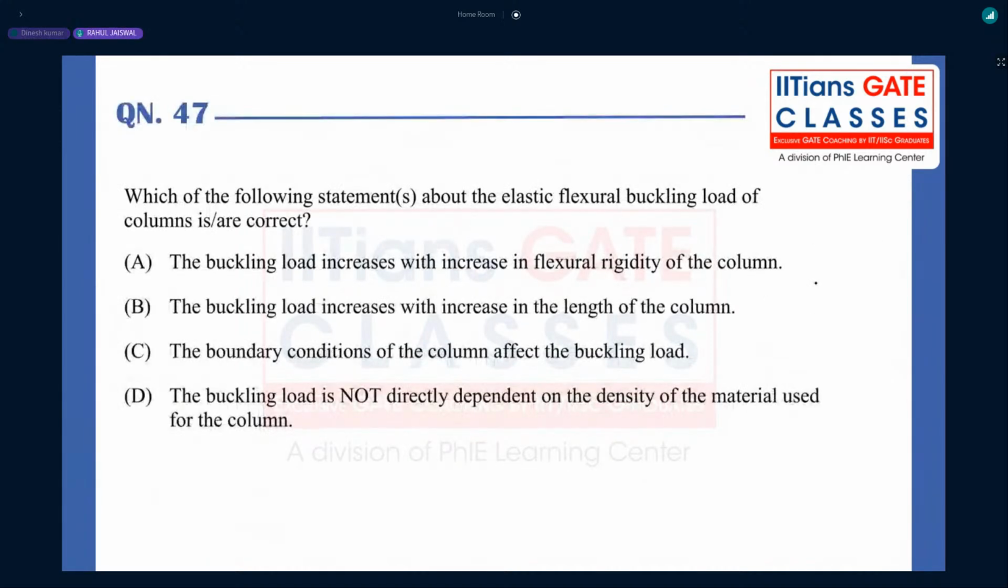Now, when you see the next question, which of the following statements is correct about the elastic flexural buckling load of the columns, right? So whenever we see the buckling load, what is the buckling critical load we have? N square pi square into EI minimum divided by alpha square L square, right? Where alpha depends on the end condition, right? What is the boundary condition?